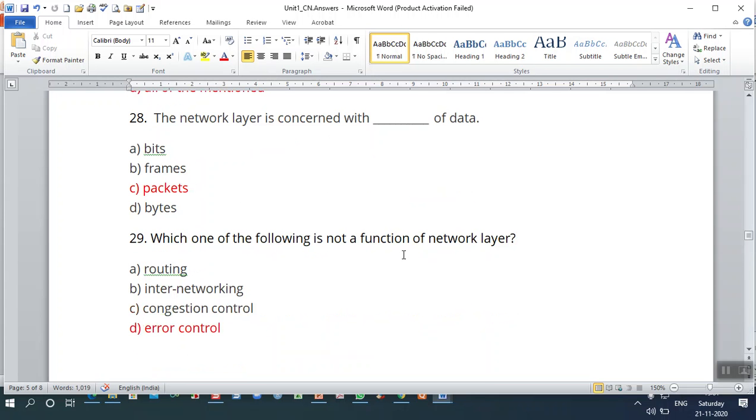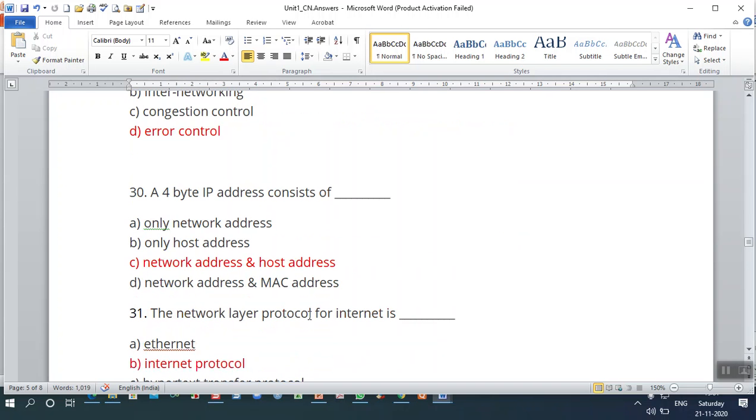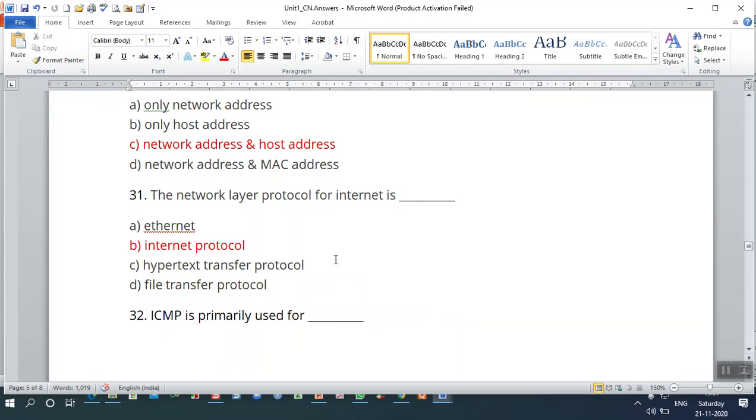Which one of the following is not a function of the network layer? Routing is a function, internetworking is a function, congestion control is a function, but error control is the responsibility of the data link layer and physical layer. And a 4-byte address consists of what? Network address as well as the host address. That is a 32-bit address. 4 bytes means 4 into 8, 32 bits. It has the network as well as the host address.